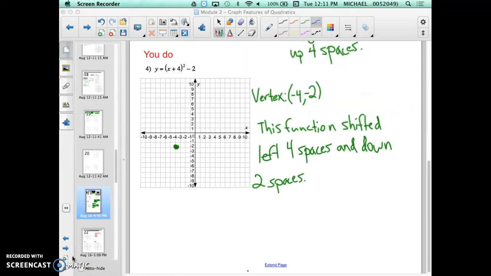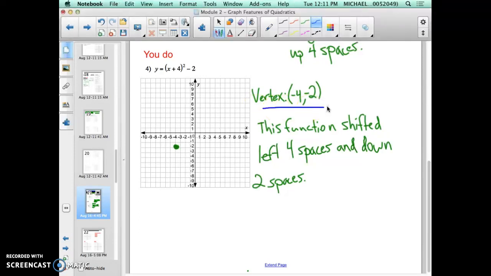You should have paused the video and tried number 4 on your own. I have found the vertex based off the function itself.